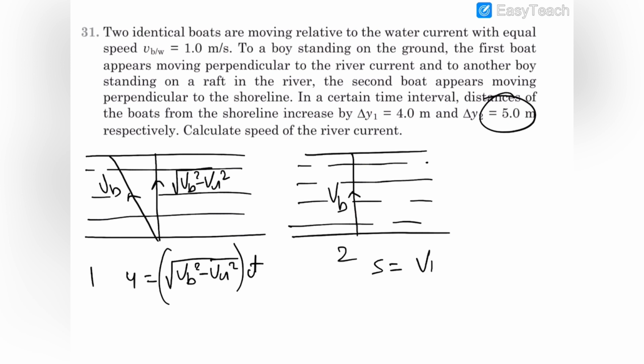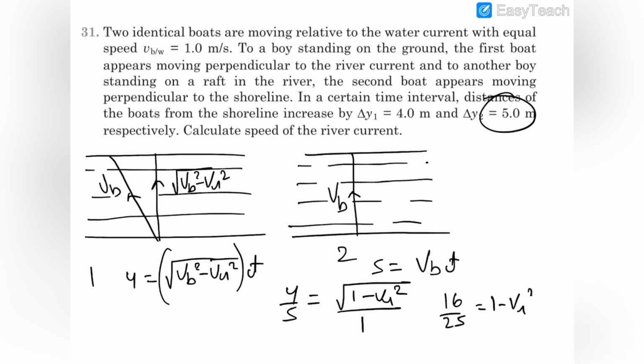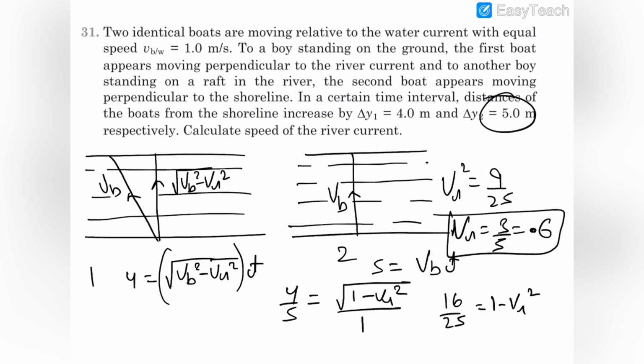so 5 will be equal to VB into t. Dividing these two, 4 by 5 will be equal to under root of 1 minus VR square upon VB, which is 1. Squaring this, it would be 16 by 25 is equal to 1 minus VR square. So VR square is equal to 9 by 25 and VR is equal to 3 by 5, which is 0.6. So the correct answer is 0.6. Now we move on to the next question.